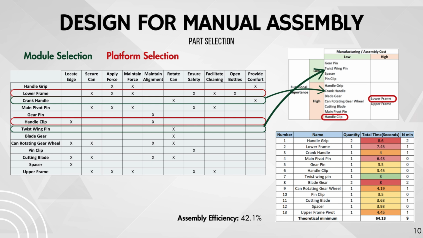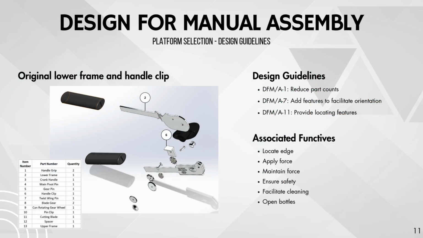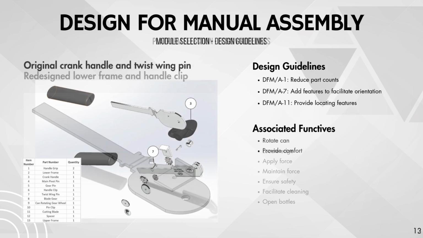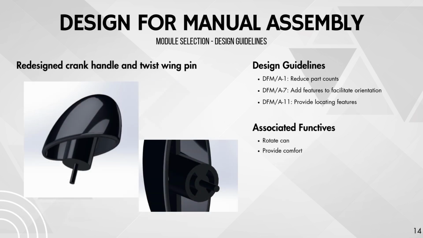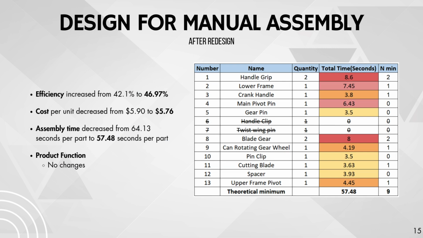As seen in the function component mapping matrix, the crank handle and twist wing pin share the same function of rotating the can. In our redesign, we focused on part reduction, facilitating orientation, and providing locating features. After the redesign was completed, efficiency increased from 42.1% to 46.97%. The cost per unit decreased from $5.90 to $5.76. And finally, the overall assembly time decreased from 64.13 seconds per part to 57.48 seconds per part.